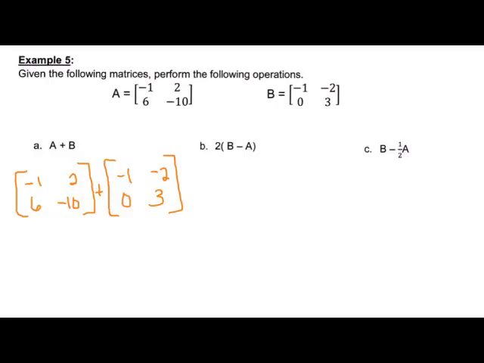So I want you to take a couple minutes. I want you to pause the video. I want you to do part A where you're adding the matrices. I want you to try part B, remember order of operations, so we're going to start with what's inside the parentheses and then multiply times 2. And then part C as well, remember we multiply first and then subtract. So I want you to try all 3 of these examples. I want you to see what answers you get, pause the video, and then once you play the video, you will see the answers so you can check them.